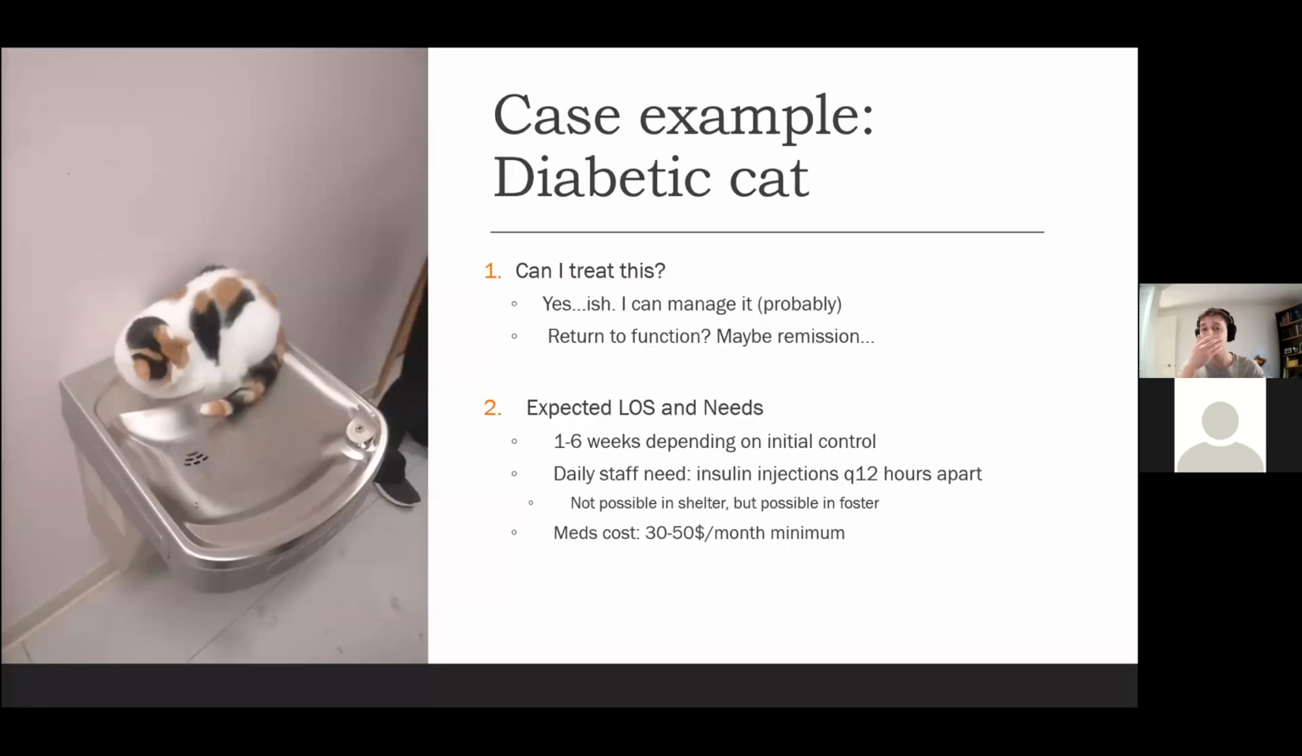Now, if I go to another example, which is maybe the other end of the spectrum, which is a diabetic cat coming into a shelter. So this is an adorable cat, part of a ringworm outbreak, unfortunately, and as you see him on the water fountain there, I felt it represented well a possible PU/PD cat because she was just waiting for us to drink water and drink with us. So this cat comes in, it's a diabetic cat. Can I treat this case? Yeah, probably. I could manage it most likely.